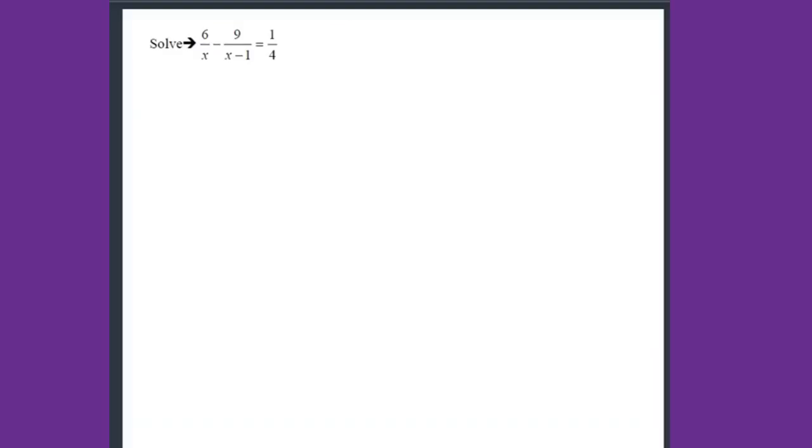Let's look at one example. 6 over x minus 9 over x minus 1 equals 1 over 4. This is a rational equation. First of all, you have to factor the denominator. There's nothing for you to factor, so we go to the LCD and the domain.